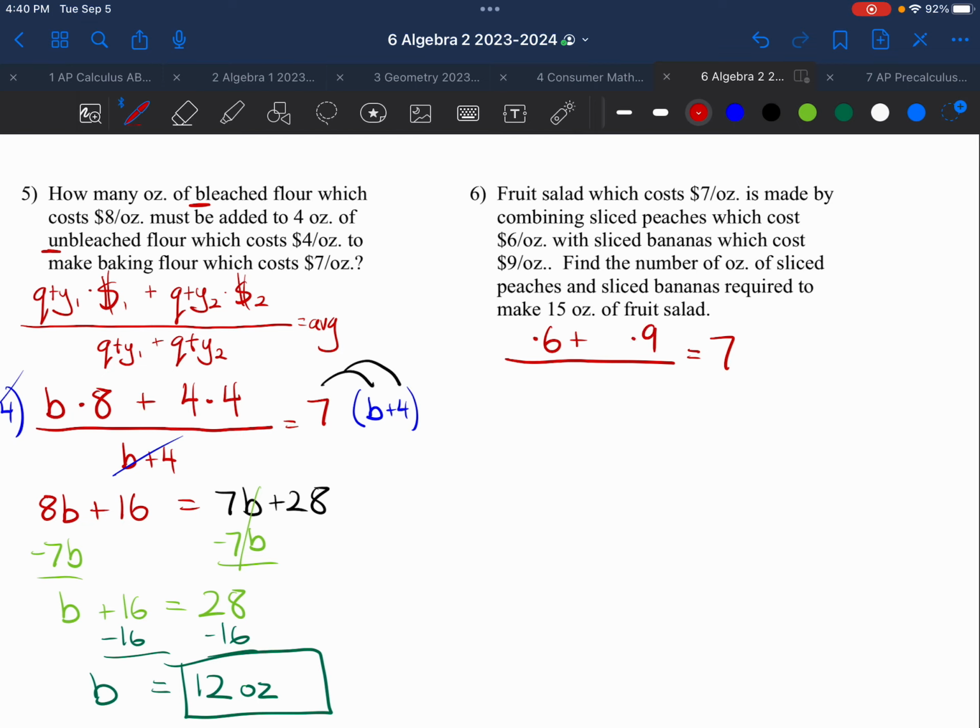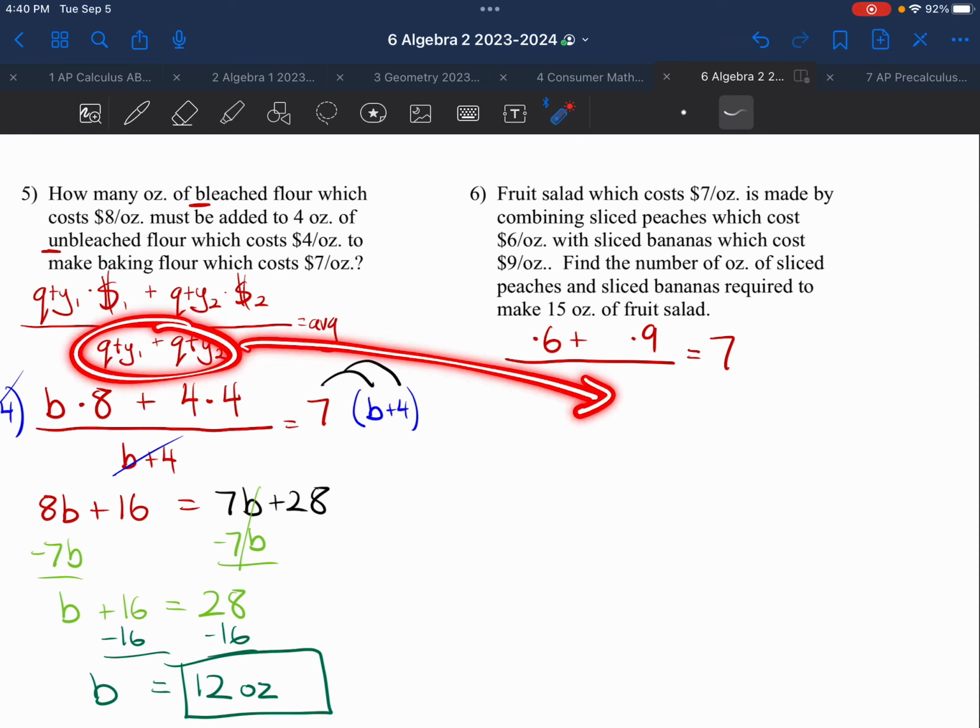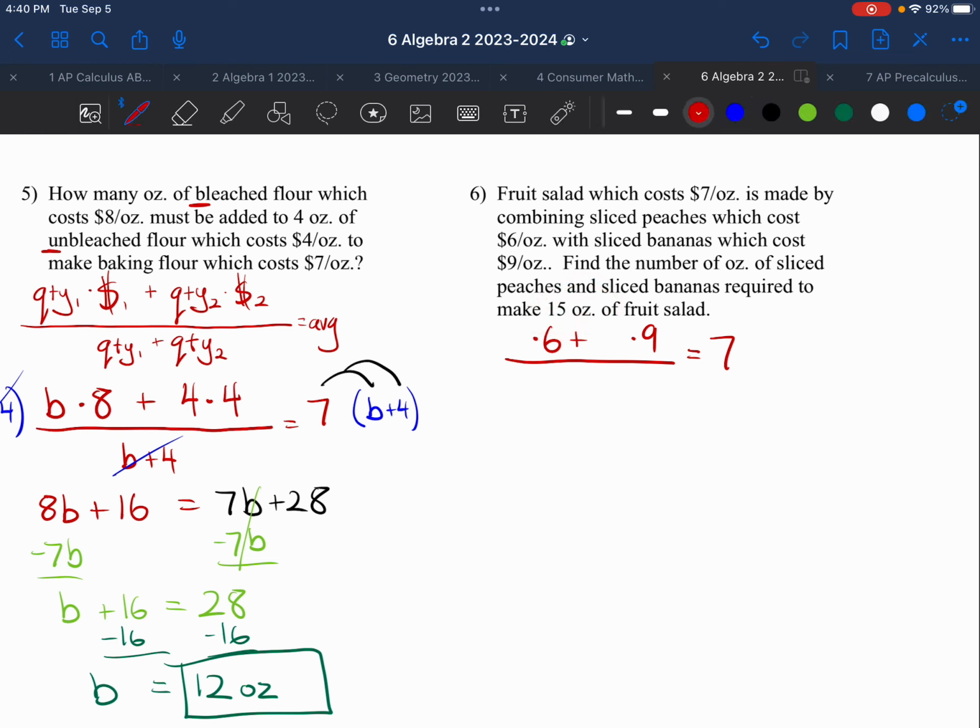And we need to find the number of ounces of sliced peaches and sliced bananas required to make 15 ounces of fruit salad. Okay, so if there's 15 ounces, remember, we're going to add the two quantities. The two quantities get added down here. We know the answer is 15. So I can say this answer is 15. I'm going to plug in 2 variables, and hopefully that'll work. So P for peaches, and B for bananas.